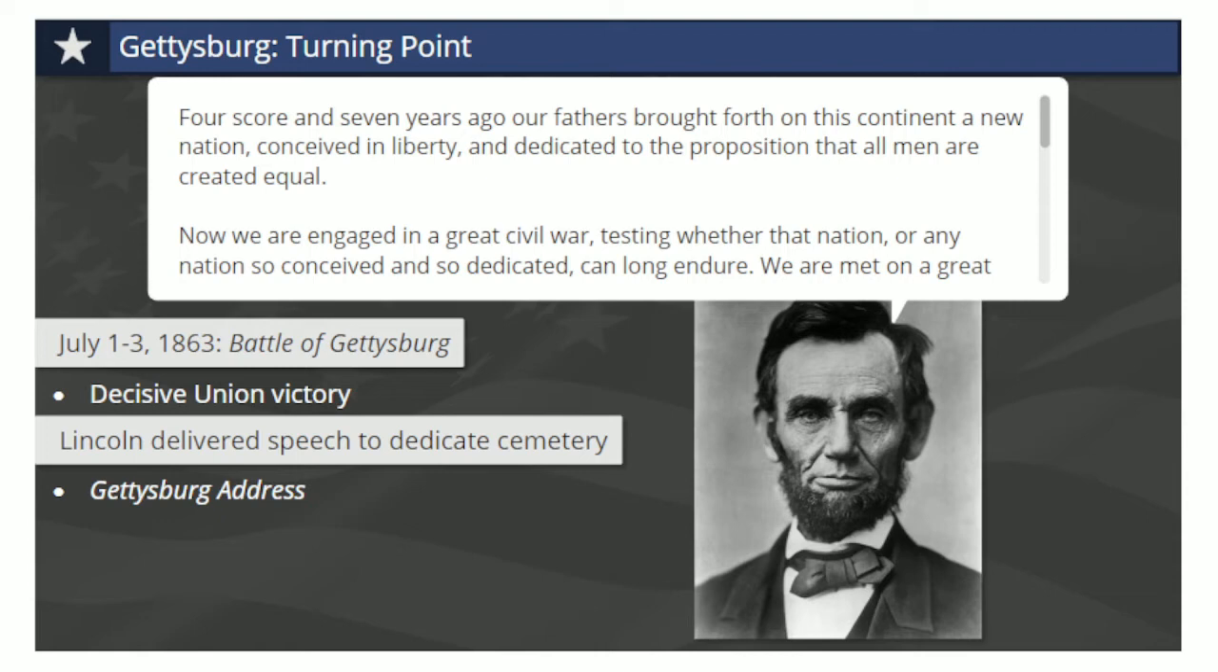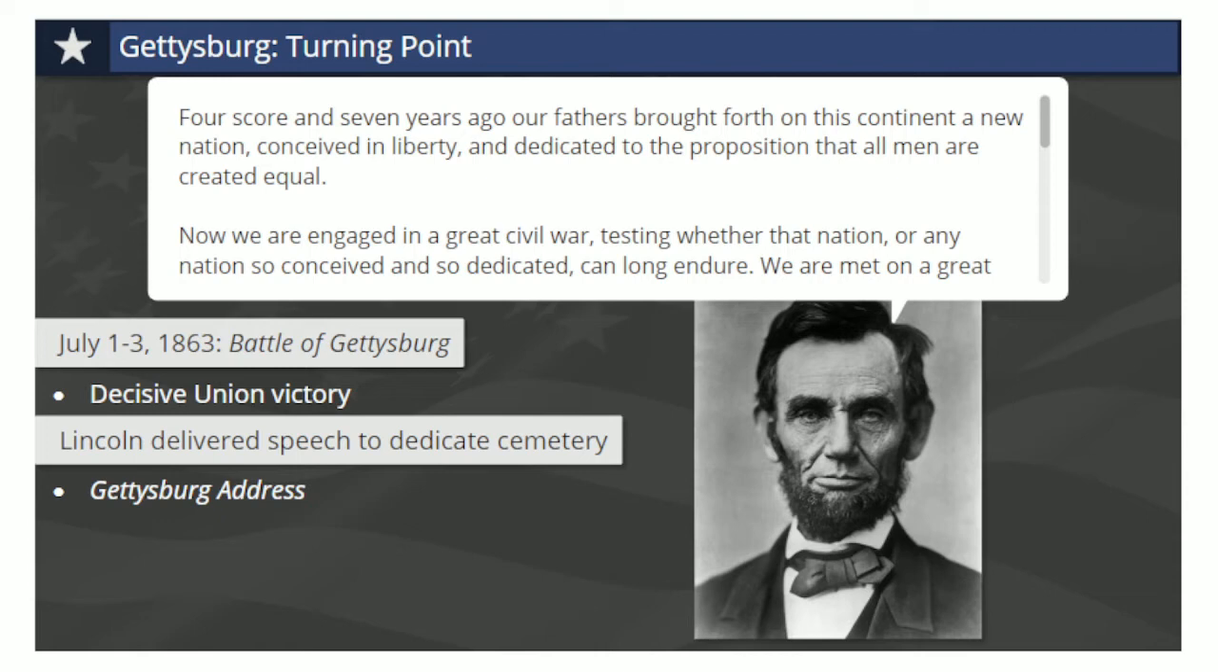But in a larger sense, we cannot dedicate, we cannot consecrate, we cannot hallow this ground. The brave men, living and dead, who struggled here have consecrated it far above our poor power to add or detract. The world will little note nor long remember what we say here, but it can never forget what they did here. It is for us, the living, rather, to be dedicated here to the unfinished work which they who fought here have thus far so nobly advanced.